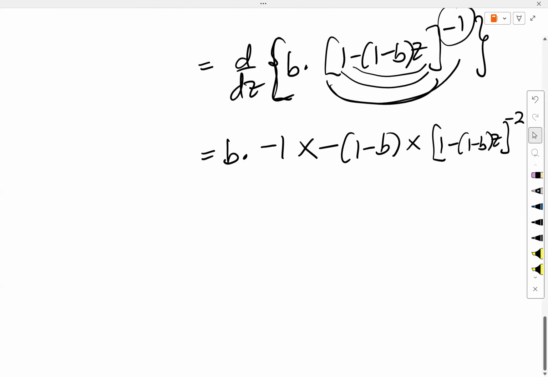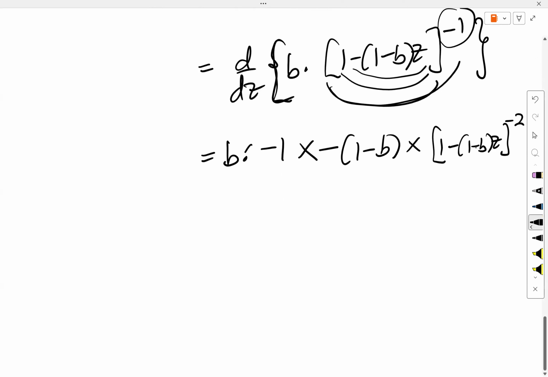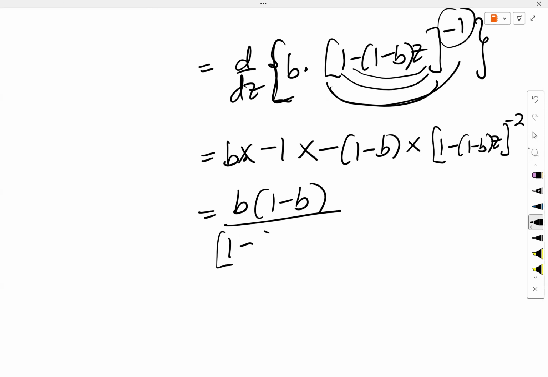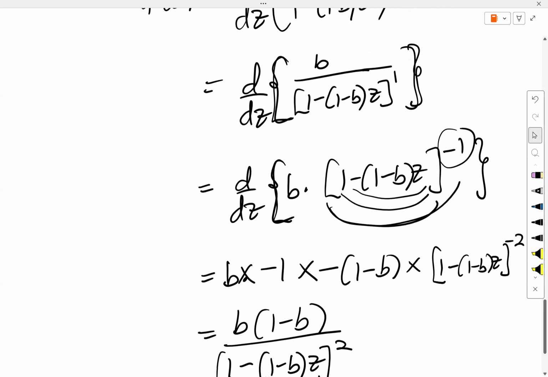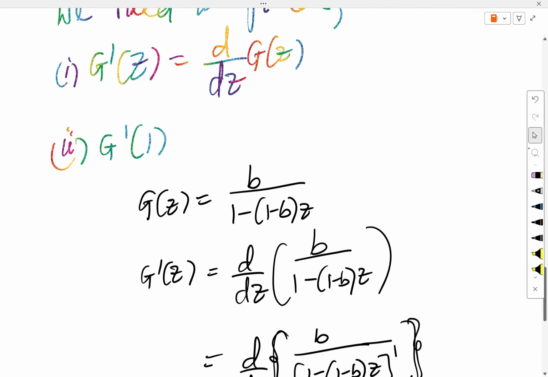With this now, of course, this b means b times minus 1, that's minus b times minus (1 minus b). So that will be b into (1 minus b). And since this is raised to power 2, you can have all that over (1 minus (1 minus b)z) raised to power 2. So that is g prime of z. We have done this first part.